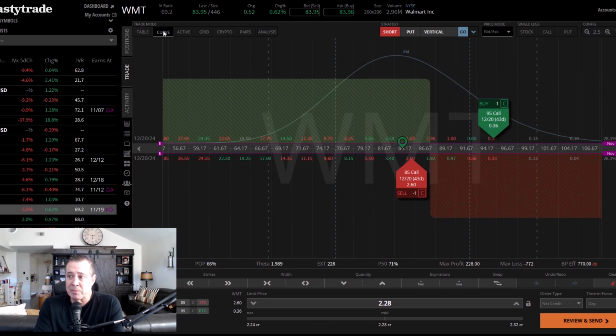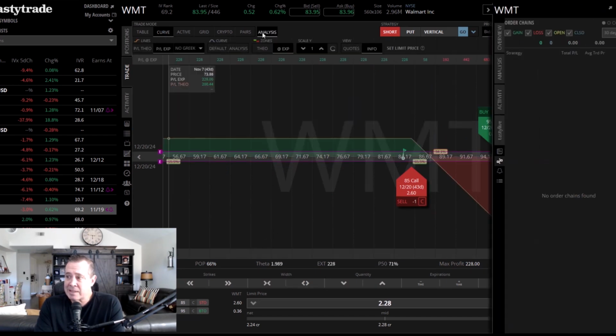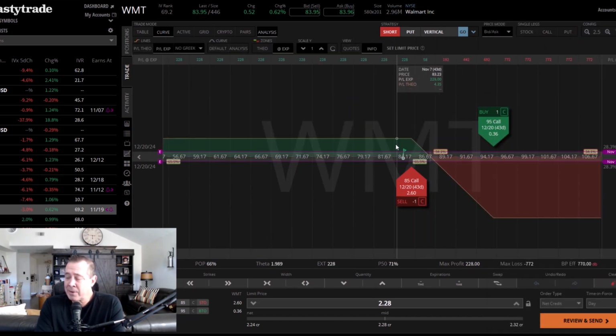So we can go to the curve mode right here and we can hit analysis, and then you can see right here the profit area. So if the stock price stays where it's at, we keep that full $228. If it moves up a little, we still keep it. And our break even is way over here. Our break even is the 228 if you add it to the 85. So it's 87.28 is our break even price. So we can have the stock move up quite a bit and we still are profitable.